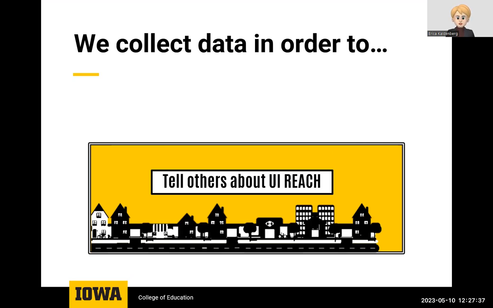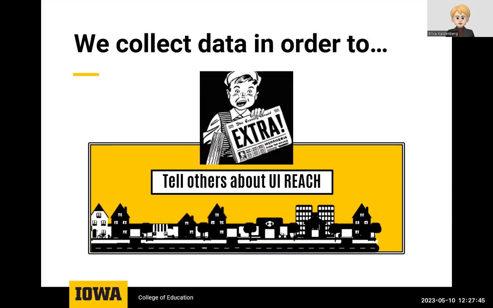So we collect data in order to tell others about UI Reach. Now you might be saying, what does this look like? For example, if we want to tell our teachers, parents, future students, policymakers, university administration that UI Reach changes lives, we need data. We need to be able to share our employment outcome data with policymakers. We need parents to understand that our employment rate of our UI Reach graduates is 4 times higher than those individuals with disabilities who do not go to college. So data is important. It helps us tell our story.